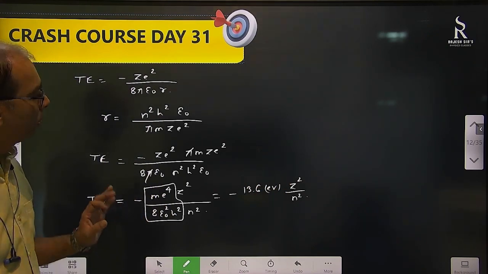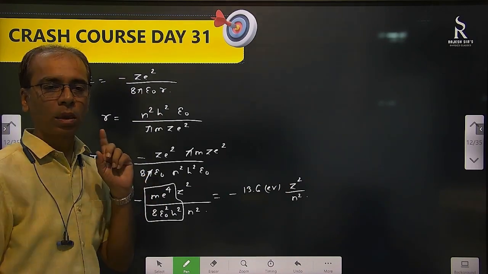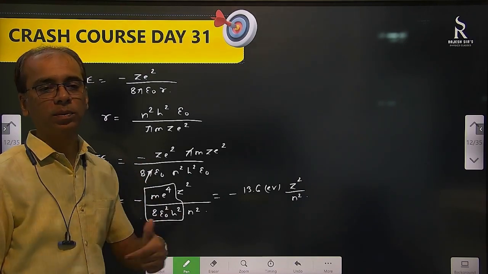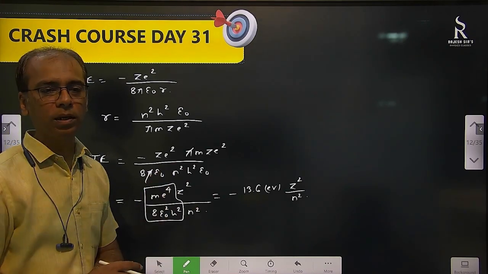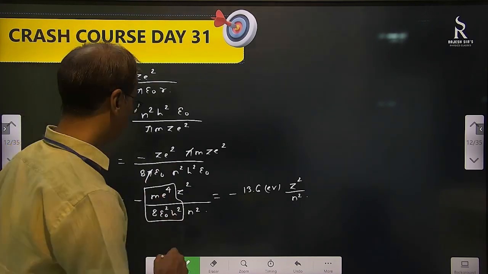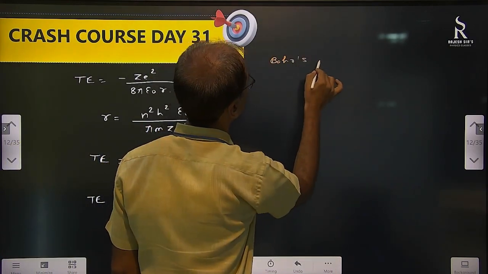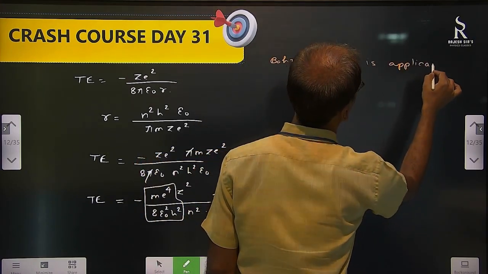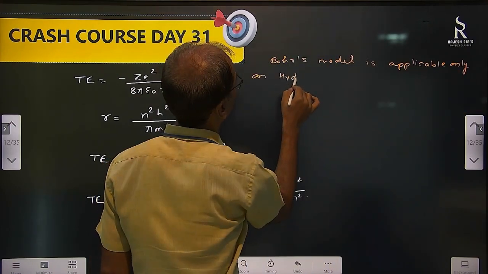Correct. Now, one more thing that we have not discussed so far is that Bohr's atomic model is only applicable for one electron atoms. That means in that, one electron is left. We cannot apply this when many electrons are orbiting around the nucleus. It is only applicable for hydrogen-like atoms. Bohr's model is applicable only on hydrogen-like atoms.